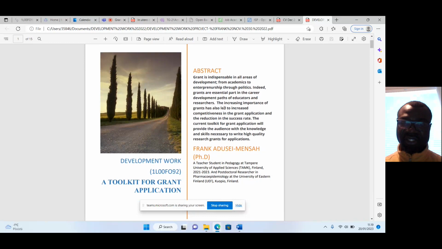And this lecture is part of the program on development work, which is part of that professional pedagogy course. And the intent of today's lecture is to give an overview, or a toolkit, in preparing research grants.